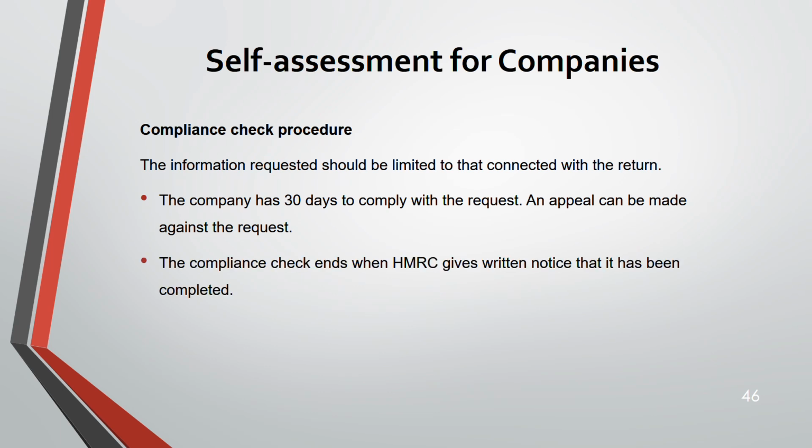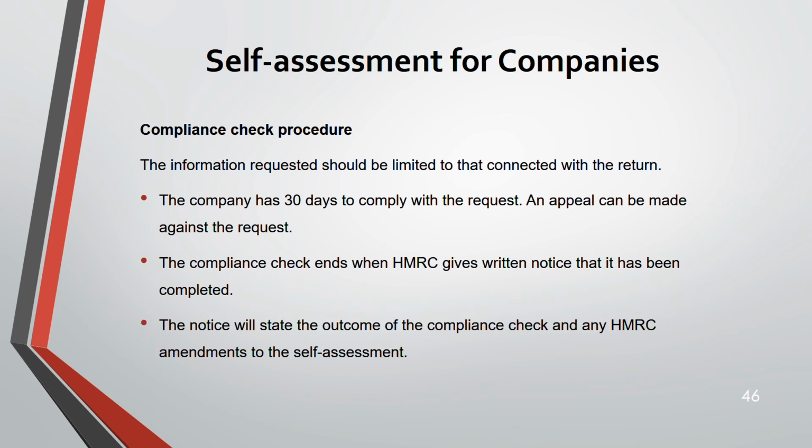Compliance check ends when HMRC gives written notice that it has been completed. The notice will state the outcome of the compliance check and any HMRC amendments to the self-assessment. The company has 30 days to appeal in writing against HMRC's amendment.